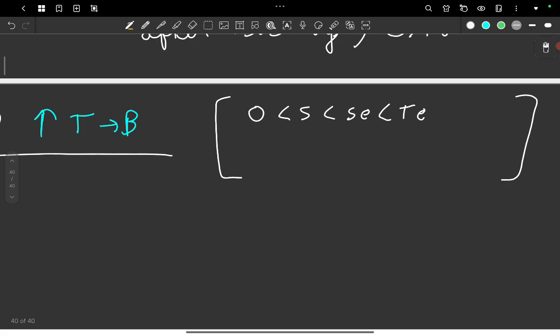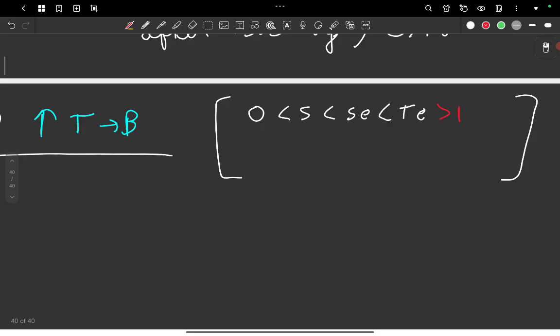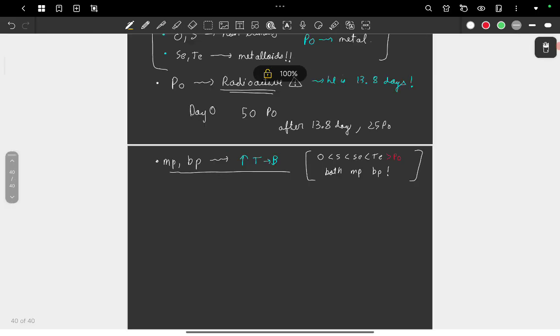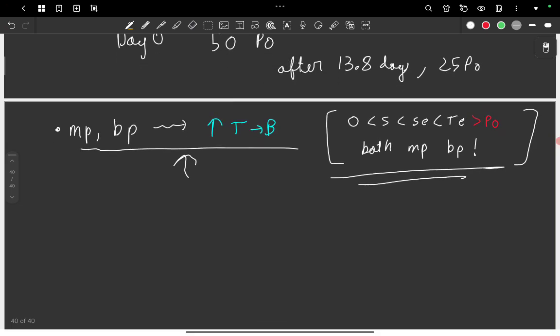But just after tellurium, the melting point of polonium is lower than that of tellurium. And not only melting point, this is true for both melting point and boiling point. This is the data given from the table, but this is the data given in the text. So it's a contradiction from the NCERT. So you don't expect sense from this book anyway. But yeah, I would say focus on what is there in the text and not in the table.